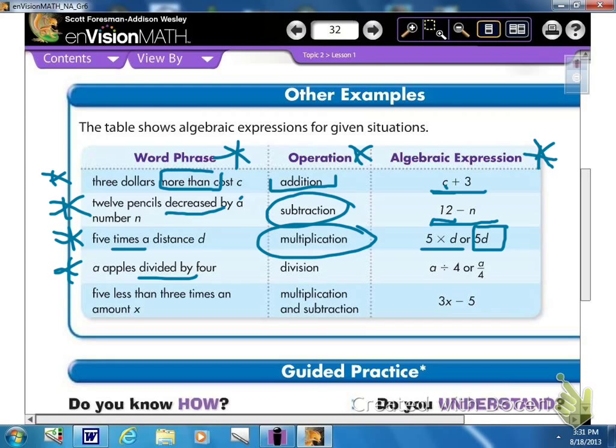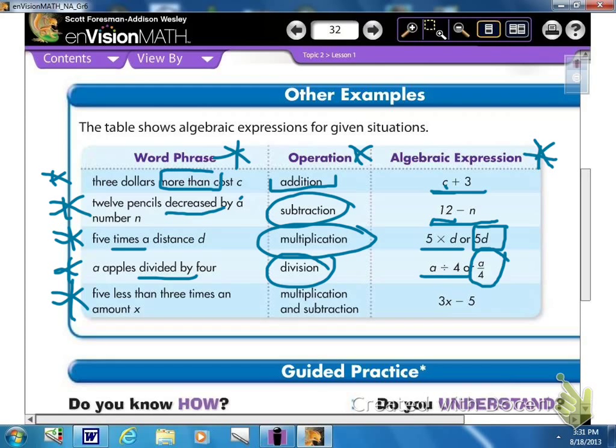Number 4, a apples divided by 4. It says divided by, so of course it's going to be division. We have a divided by 4, or as a fraction, a over 4. If you remember, a fraction shows a division problem, so a is on top because the numerator, the top number, is divided by the denominator.